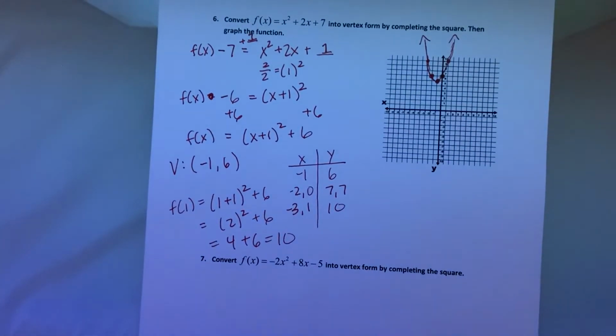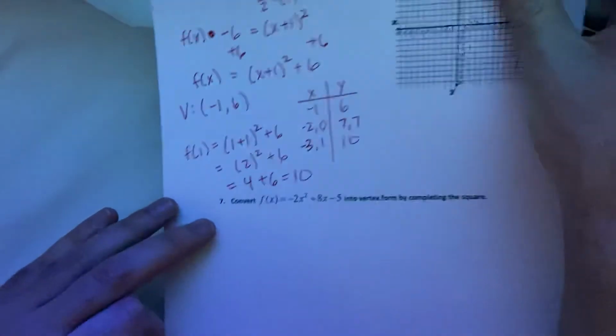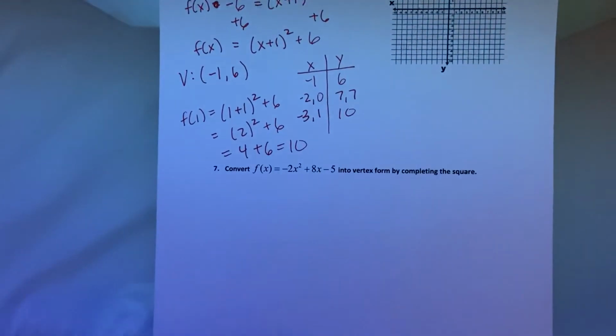It's not too bad. It's true that you could have found the vertex without converting it into completing the square, but it's not that hard to complete the square. But you don't have to if you don't want to. Convert f of x equals negative 2x squared plus 8x minus 5 into vertex form.